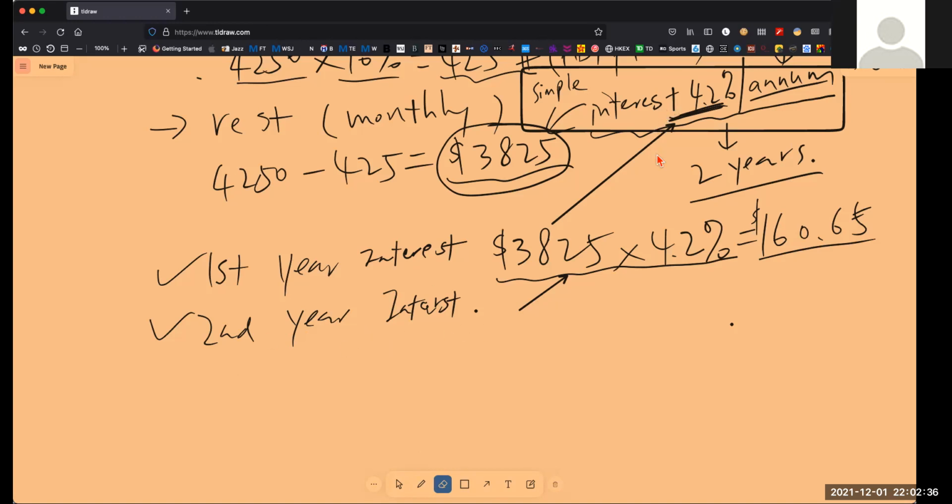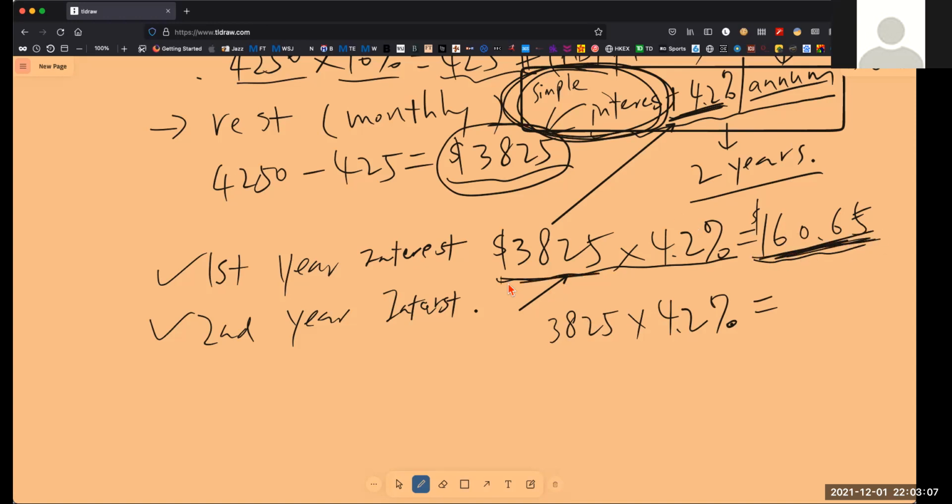This is simple interest. So do you take 3825 times 4.2% again? Or you need to add this to the 3825? What do you think? We are talking about simple interest here. So do you think we need to add the first year interest to the original sum? I don't think so. You don't need to.